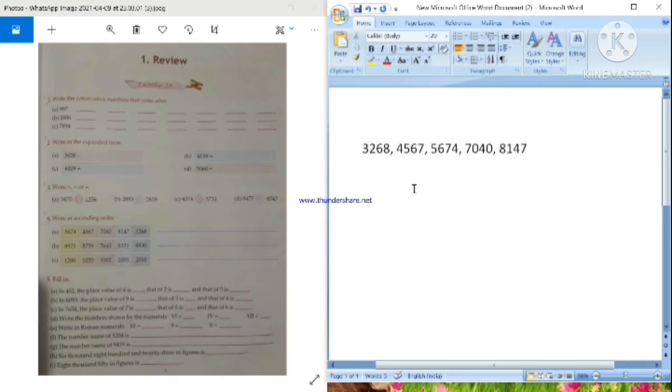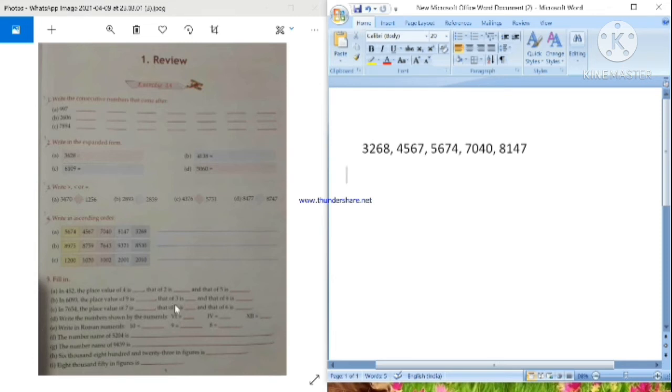This is the sequence in which we are required to write the answer, that is, in ascending order. Now you have to solve parts B and C in the same manner. Now let us move towards the next question. This one is fill in the blanks.